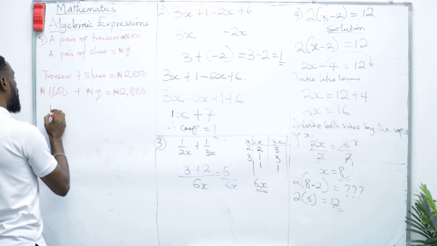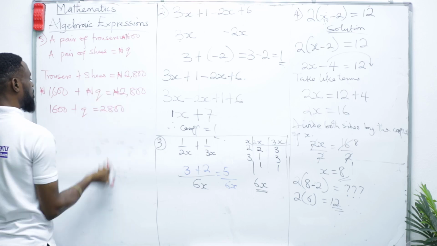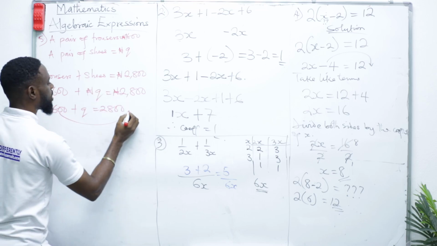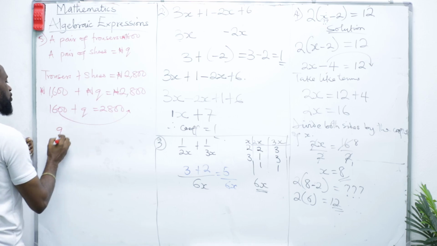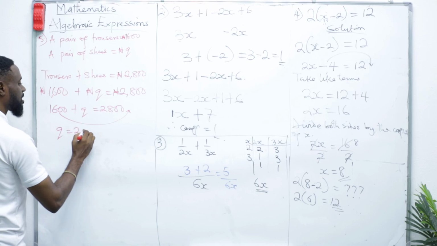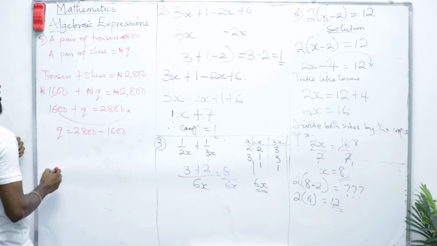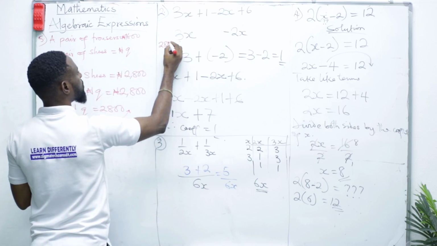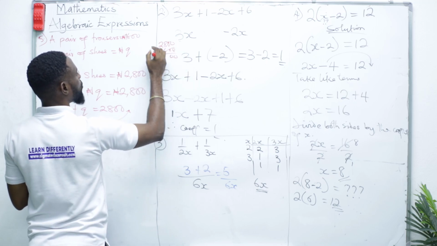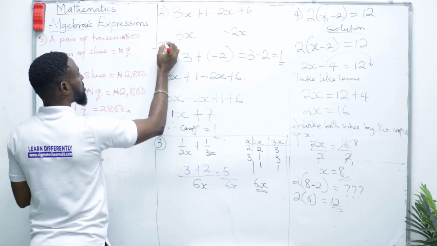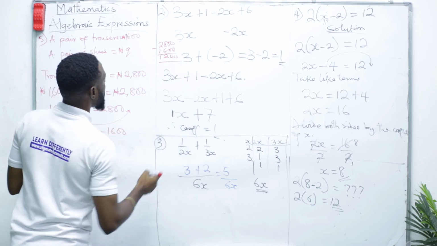So this is 1,600 plus Q is equal to 2,800. How do we do this? Take the like term. This should come here because it is not a like term with Q, so that Q can be alone. So Q here is now equal to 2,800 minus 1,600. Is that okay? So you do 2,800 minus 1,600: 0 minus 0 is 0, 0 minus 0 is 0. Then 8 minus 6 is 2. 2 minus 1 is 1. Is that okay? So we have 1,200.